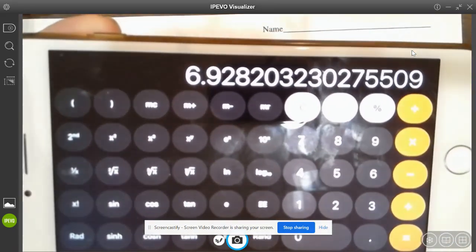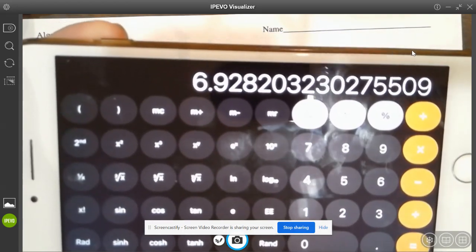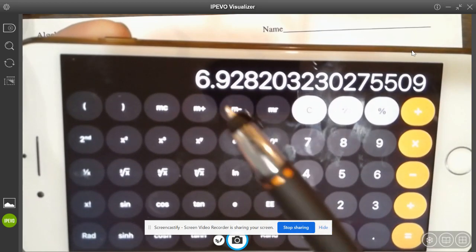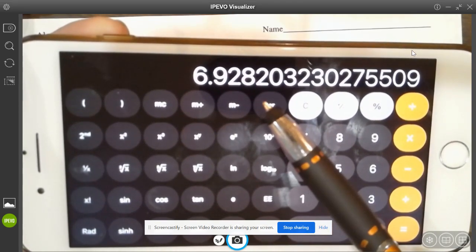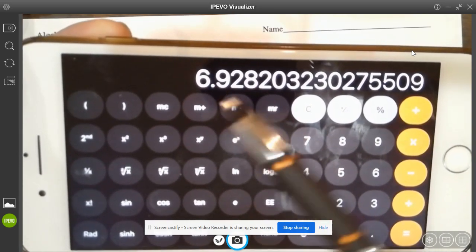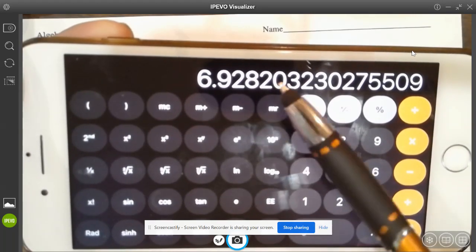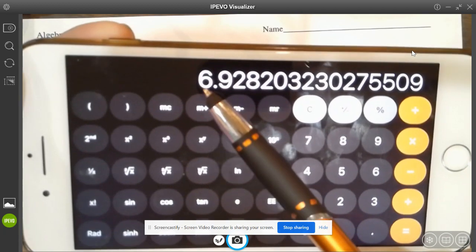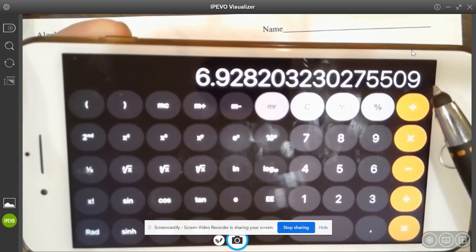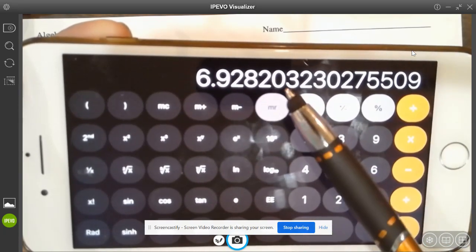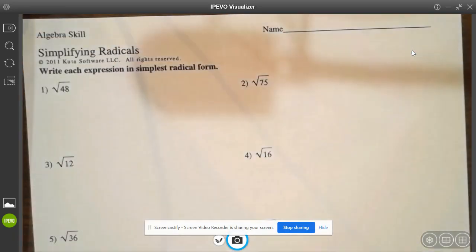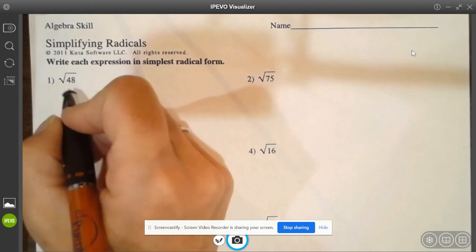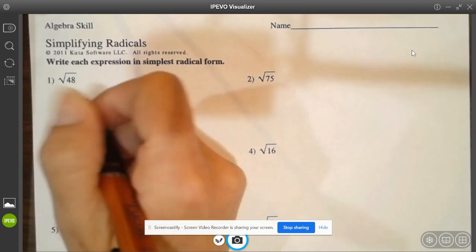Now, some people need to be very, very exact. So sometimes you leave the answer with the radical, because if you take the square root or the cube root or any root of a number, it will be some crazy number like this. So sometimes we need something more exact. So let's simplify this in a more exact way.